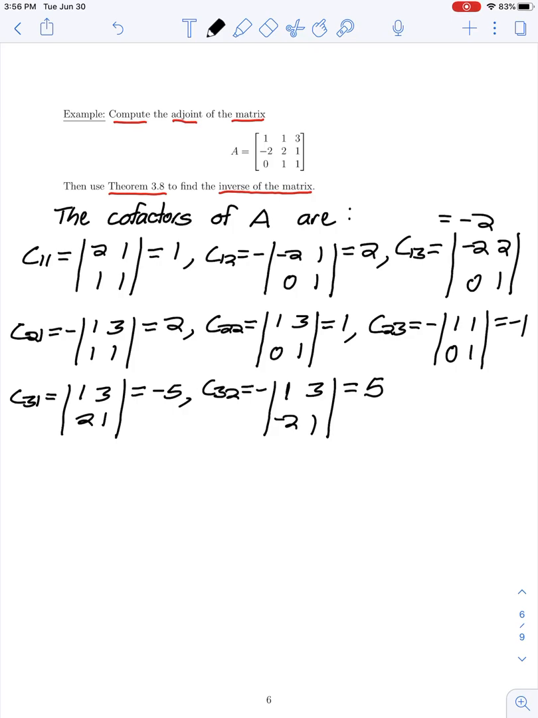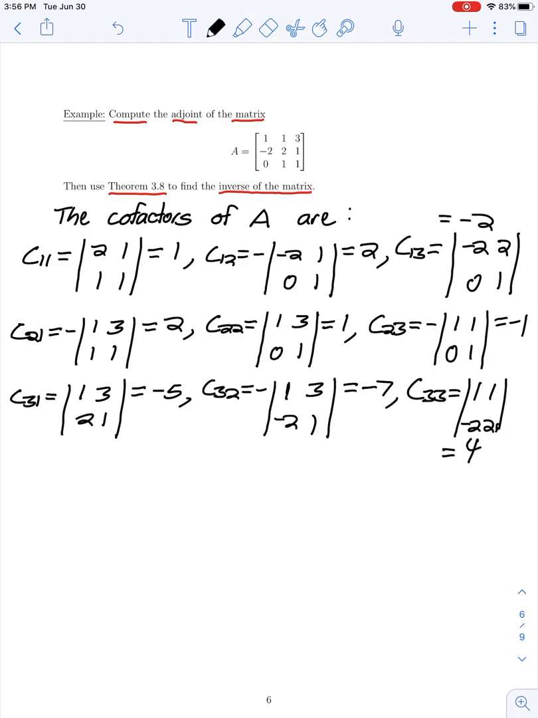minus the, not 5. So our determinant is 1 minus the negative 6, so 7, so we're left with a negative 7 there. And for our 3,3 cofactor, we have the positive determinant of 1, 1, negative 2, 2, which leaves us with 2 minus the negative 2, or positive 4.